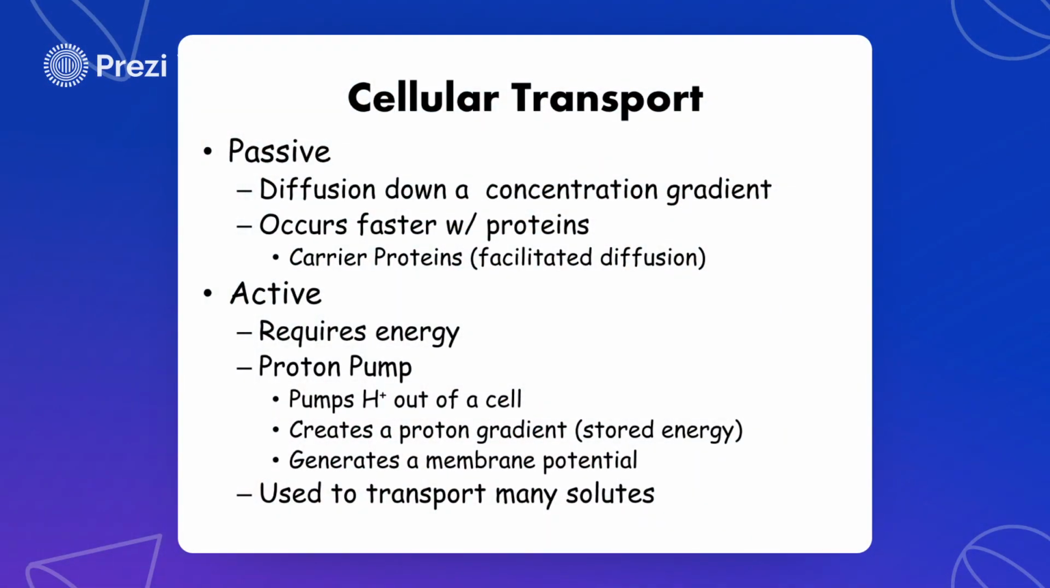Cellular transport. Cellular transport refers to the movement of substances into and out of cells. This is essential for cells to take in nutrient, remove waste and maintain internal balance. There are two main types of cellular transport. First one is passive transport and second one is active transport.